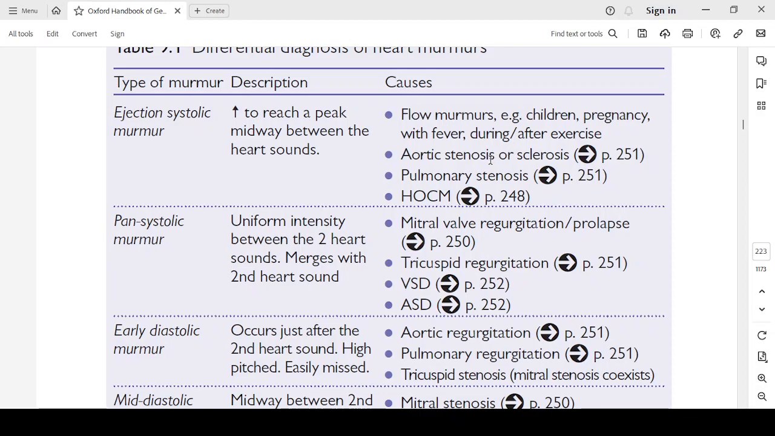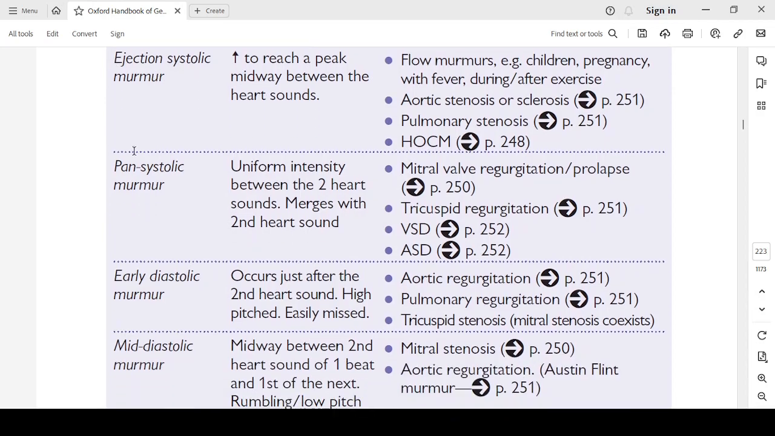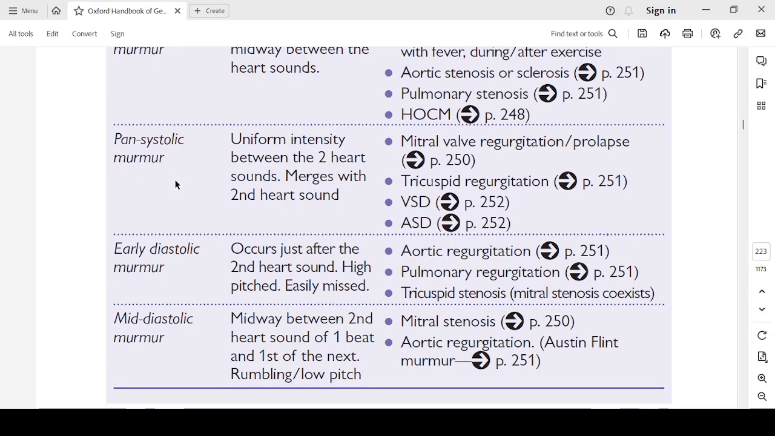Aortic stenosis or sclerosis, pulmonary stenosis, HOCM. All of these produce an ejection systolic murmur. A pansystolic murmur is heard throughout systole, of uniform intensity, and merges with the second heart sound.